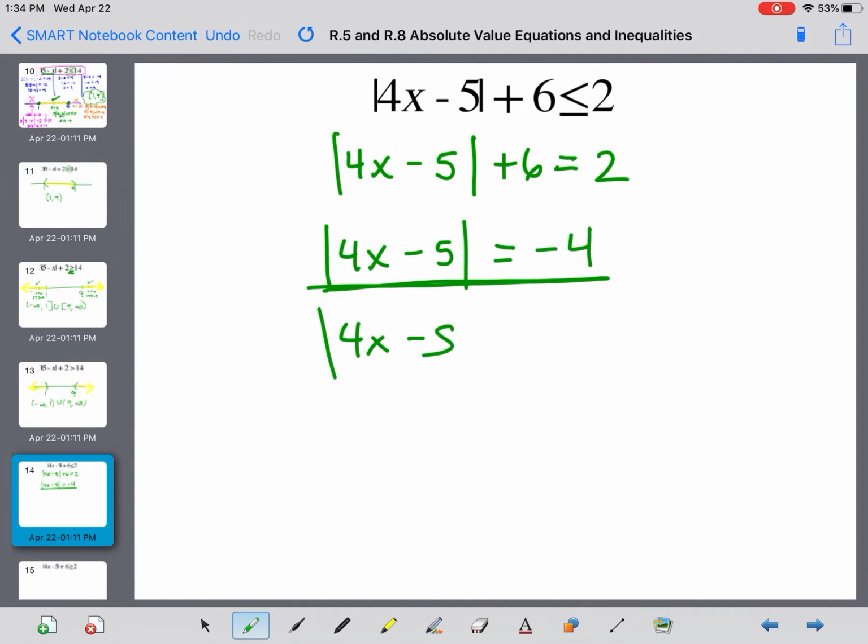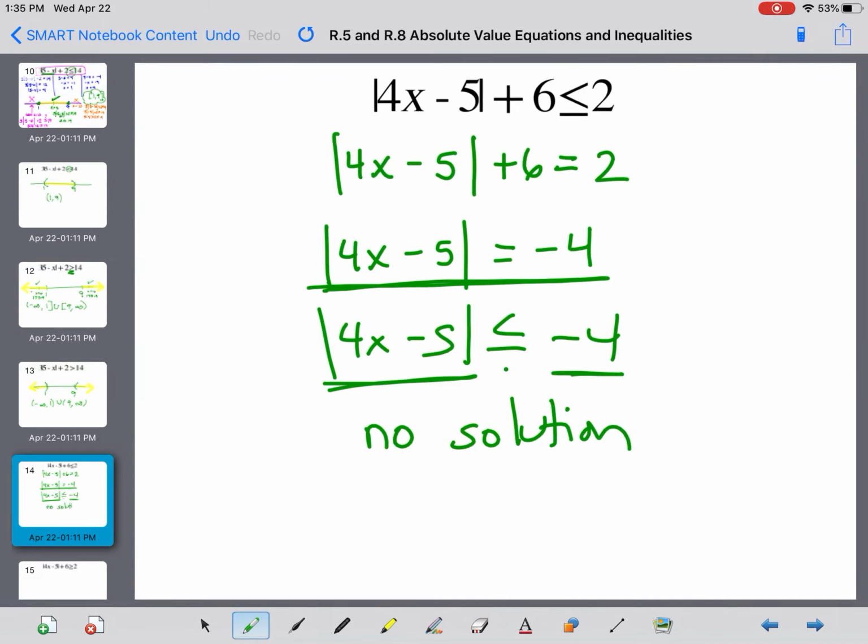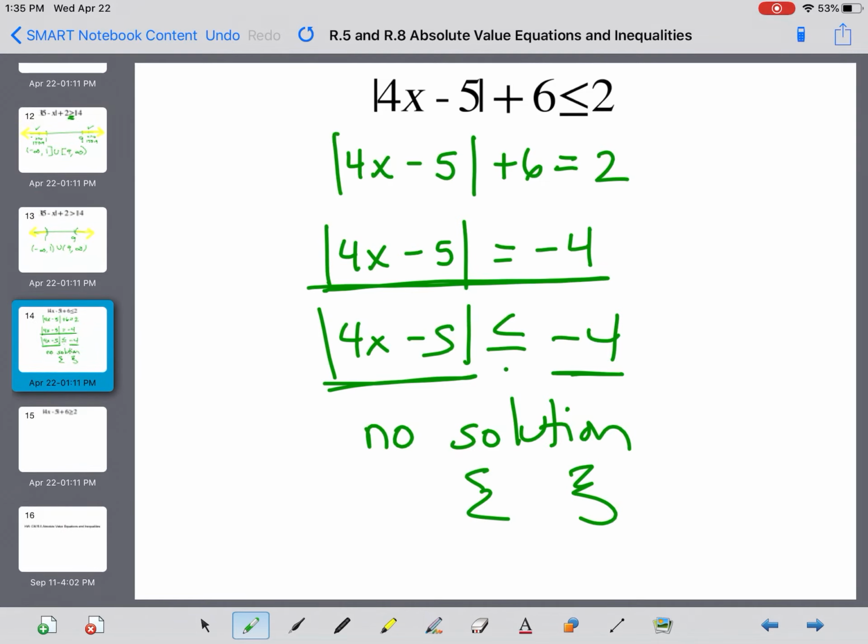Even if you look at it with the inequality in there, will the absolute value of something ever be less than or equal to a negative number? The answer is no, because the smallest absolute value can be is 0, and the biggest it can be is anything positive. So this will never happen. This one ends up being a no solution problem, so just the empty set.